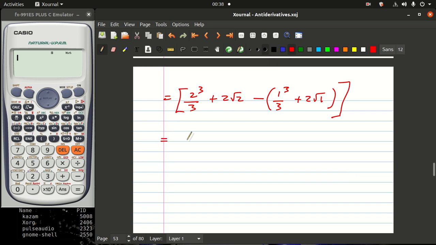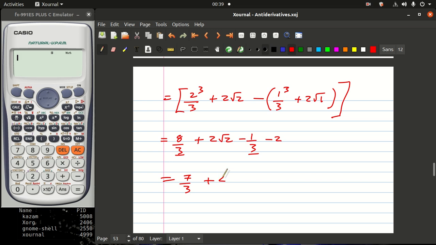What is that going to be? This is going to be 8 over 3 plus 2 root 2 minus 1 over 3 minus 2, because root 1 is just 1. Then I can simplify this and make it look good. Because I have a 3, 8 minus 1 is 7 over 3, plus this one and that one.